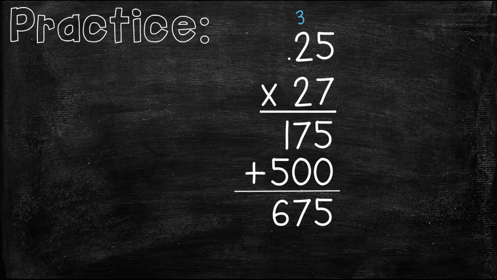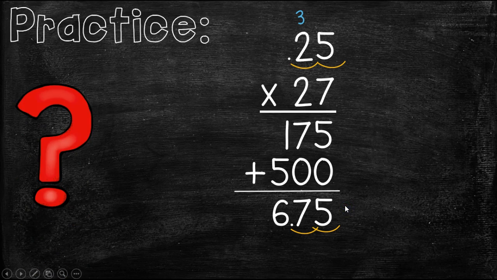But we're not done yet because we need to leapfrog. So we need to determine how many places we leapfrog in our factors so we can do the same thing to our product. So here we leapfrogged 1, 2. So we're going to have to do the same thing to our product down here. 1, 2, and add the decimal.